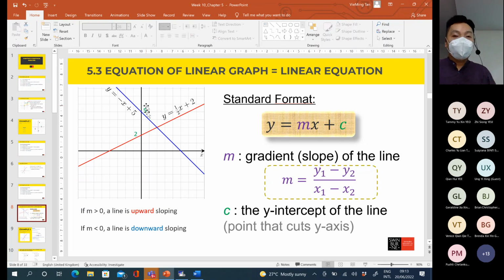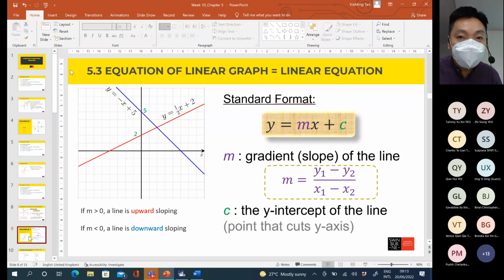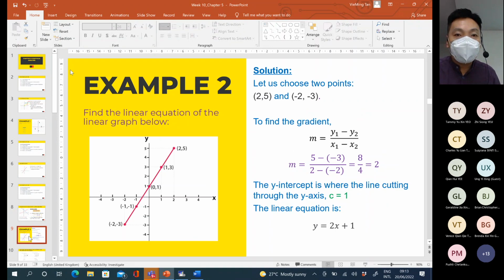So this is the usefulness of C, and also the n value. Okay, next. Let us try to calculate the n value first. We learn how to calculate the slope for a linear line. If 2 coordinates are given, how are we going to calculate the gradient, which is the m? Let's say now we have 2 coordinates given, which are (2, 5) and (-2, -3).